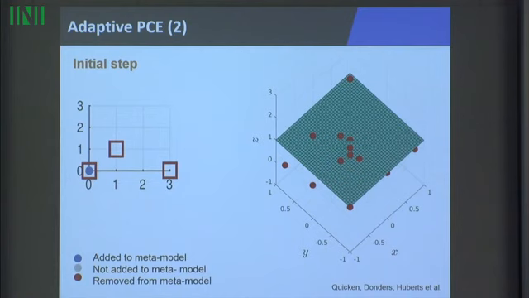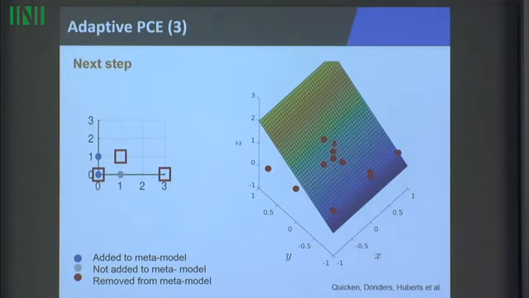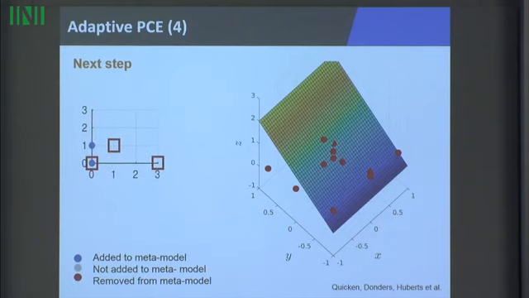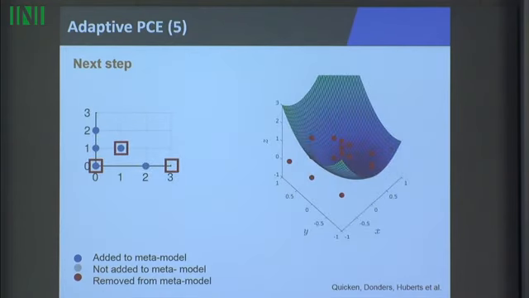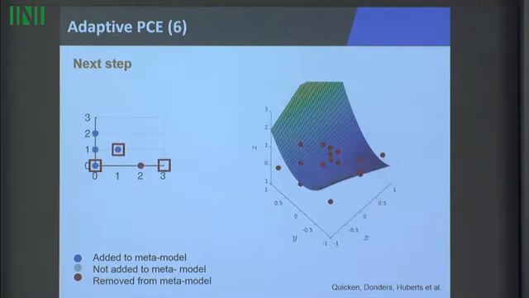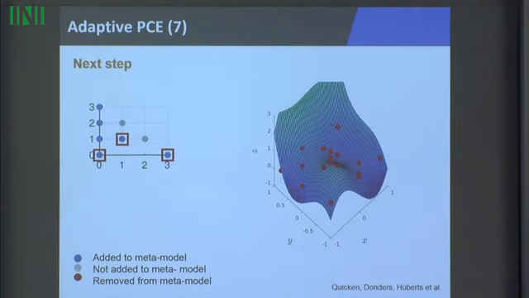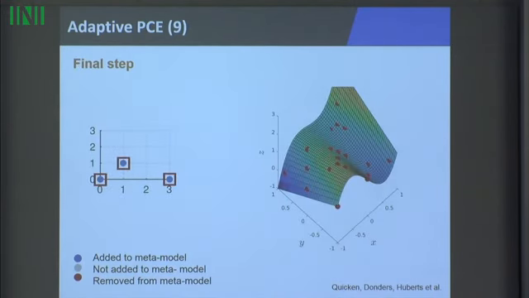So I will add first the terms that are relevant, so the blue ones, of first order. So this one is irrelevant and only this one is relevant. So that's why you see here the linear slope. And then I do a backward step and remove those that are irrelevant. Then I do a forward step, adding all the second order polynomials. I do a backward step and remove the irrelevant ones. And I can do that step by step. And then at some point, at the final step, I end up with this model.